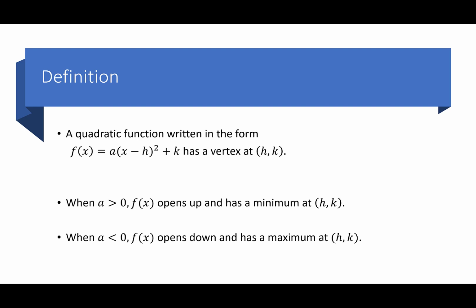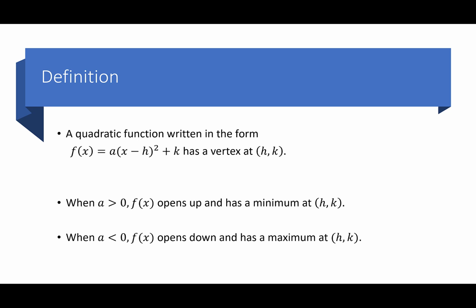A quadratic function can be written in the form f of x equals a times x minus h squared plus k, and (h, k) is the vertex. I want to call attention to this a to start and say a is going to tell us a lot of information about our quadratic or parabola, whichever one you want to call it.